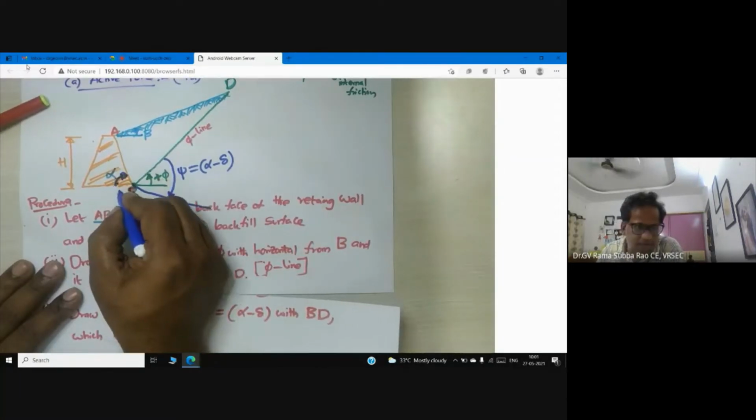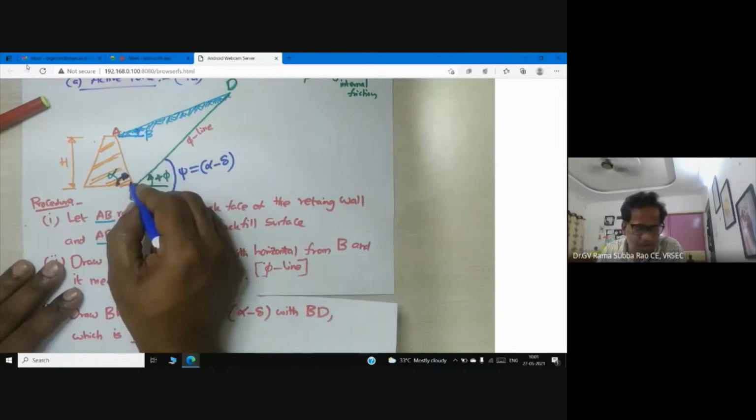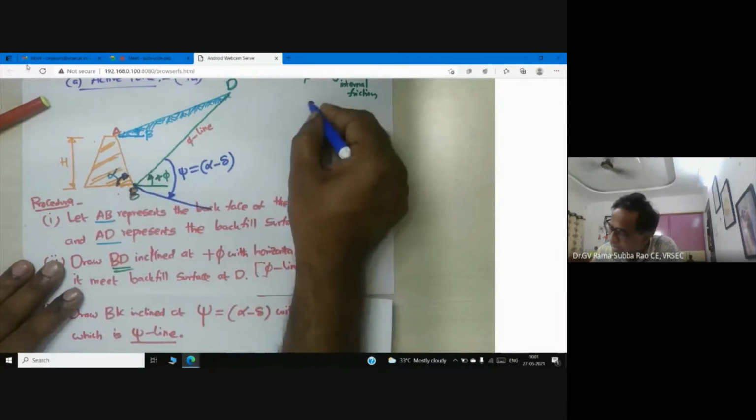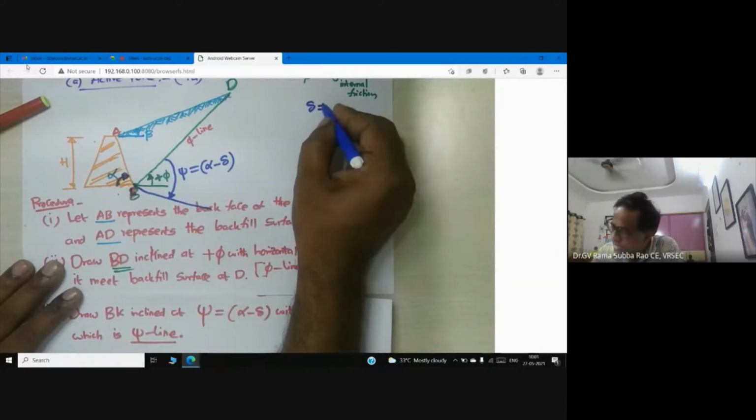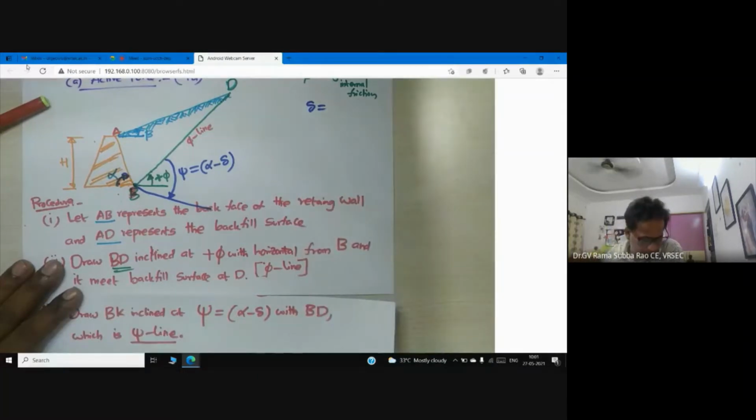Alpha is the angle made by the back face of the retaining wall with horizontal. Delta, you need to tell. What is delta? Please tell me what is delta.